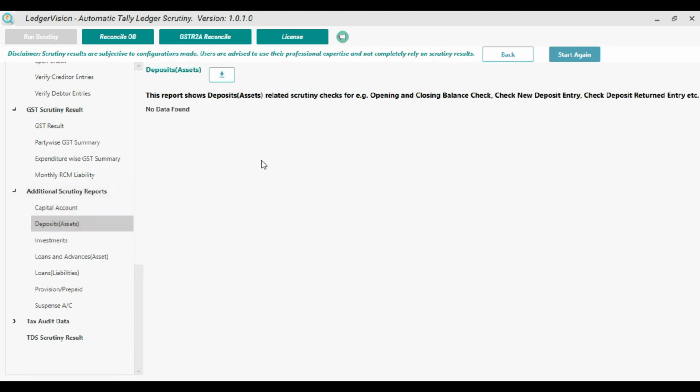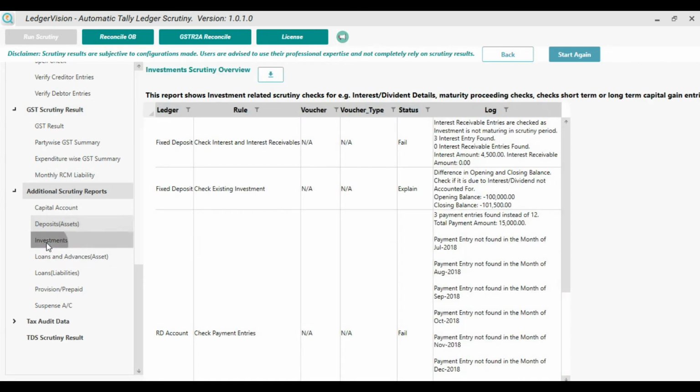In case of deposits, in this company these kind of mistakes are not there. You can see that there are many failed entries in status. Why are they shown as fail? You can see interest receivable entries are checked as the investment is not maturing in the scrutiny period. So 3 interest entries were found and 0 interest receivable entries were found.